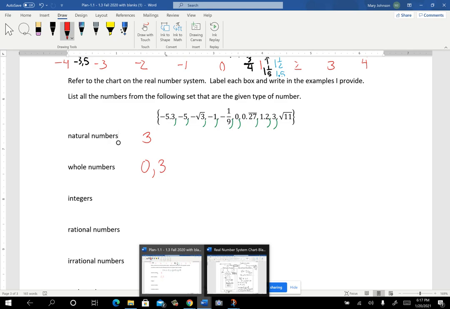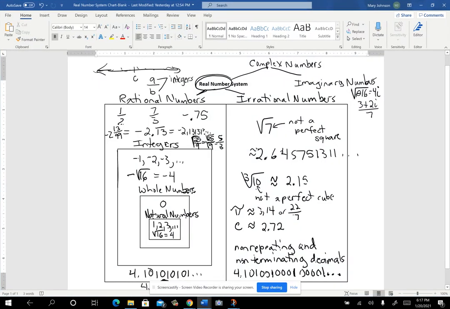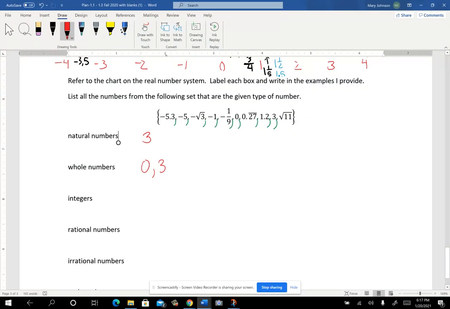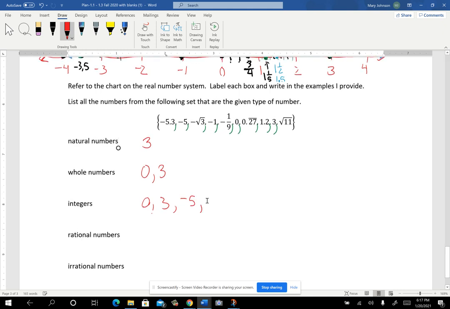Okay. And then look at how the integer box goes all the way around and includes the whole numbers and the natural numbers. Make sure that when you answer these questions, you realize that. So integers would be the 0 and the 3, but we can also include the -5 and the -1. Okay. And all of those integers would also be rational. Okay. So all of those would be rational as well.